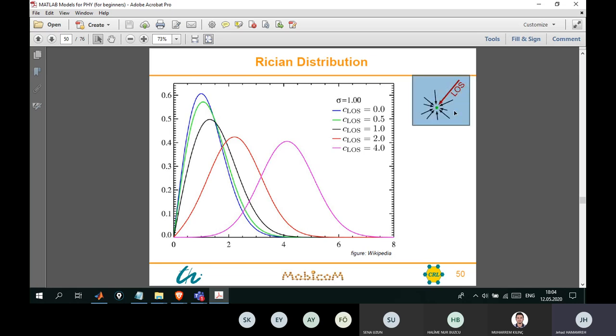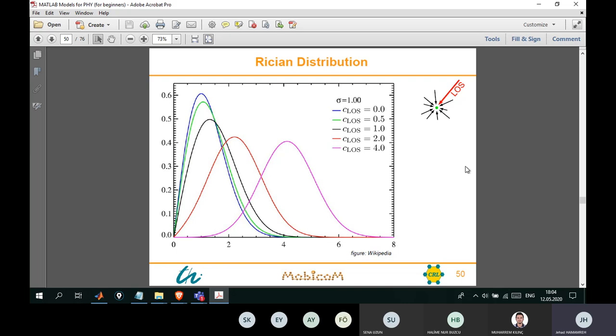So here is the model that you will show in MATLAB. For different line of sight parameters, you get different shapes, different distributions. Which one is better? Which one is best? You should tell me, based on what, which one is better?